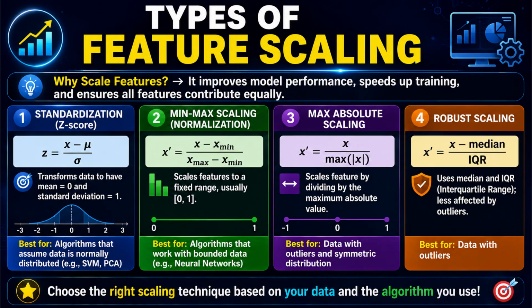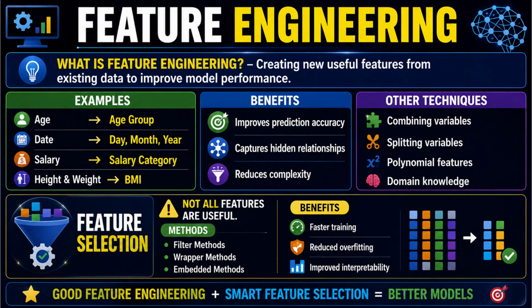Maximum absolute scaling is also given here, dividing by the maximum absolute value. This basically deals with outliers. And robust scaling, x minus median divided by IQR, where IQR is the interquartile range, and this is less affected by outliers. So choosing the right scaling technique based on your data and the algorithm you use is very important.